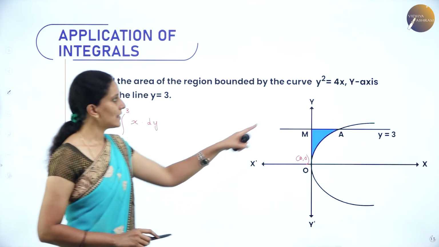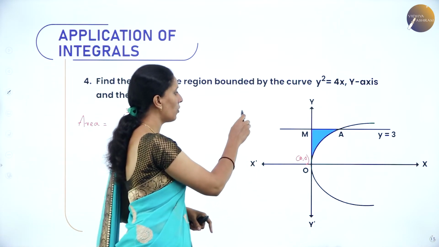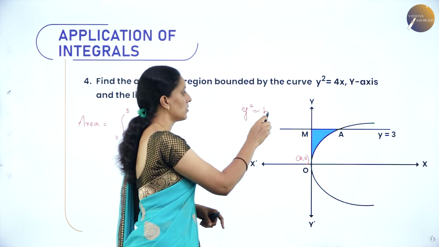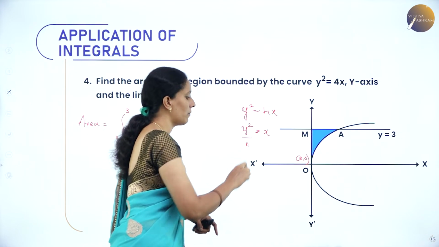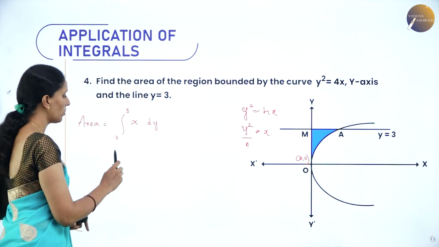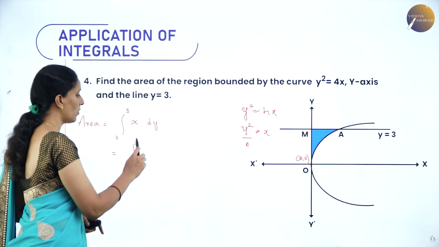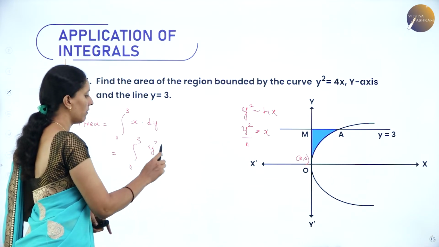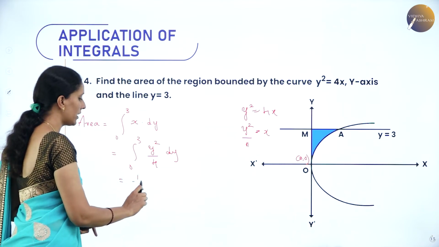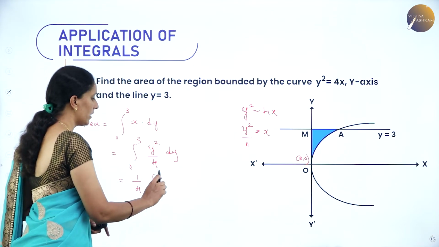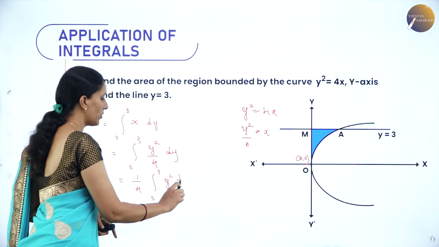But what is x here? We have y square is equal to 4x. So therefore what happens for x? X is y square divided by 4. So let us substitute here. So it becomes 0 to 3 y square by 4 into dy. Take 1 by 4 outside the integral. Apply integration for y square into dy.